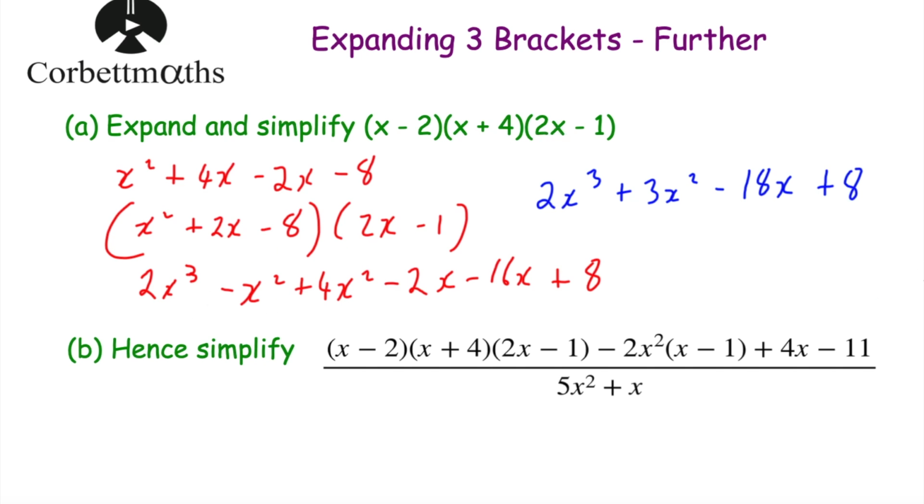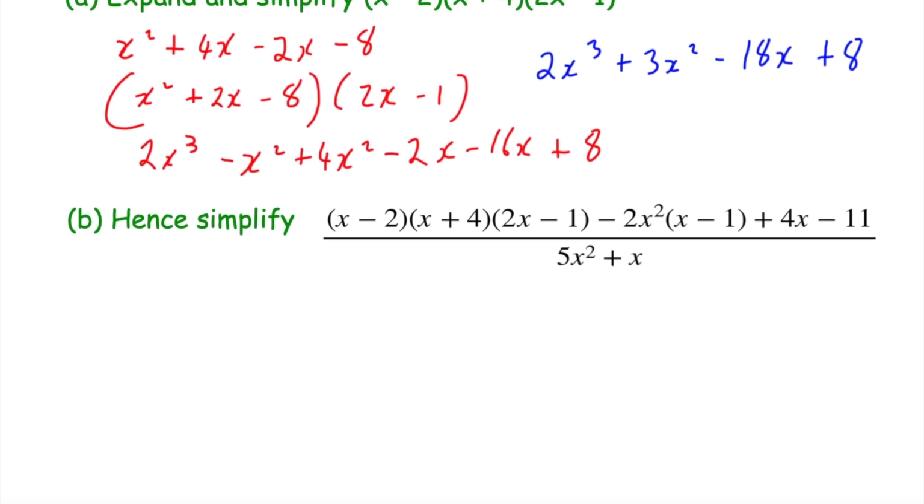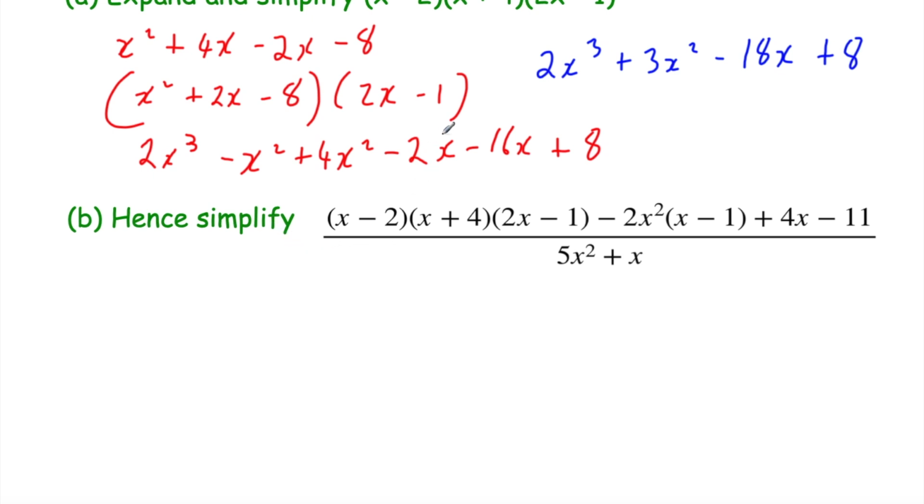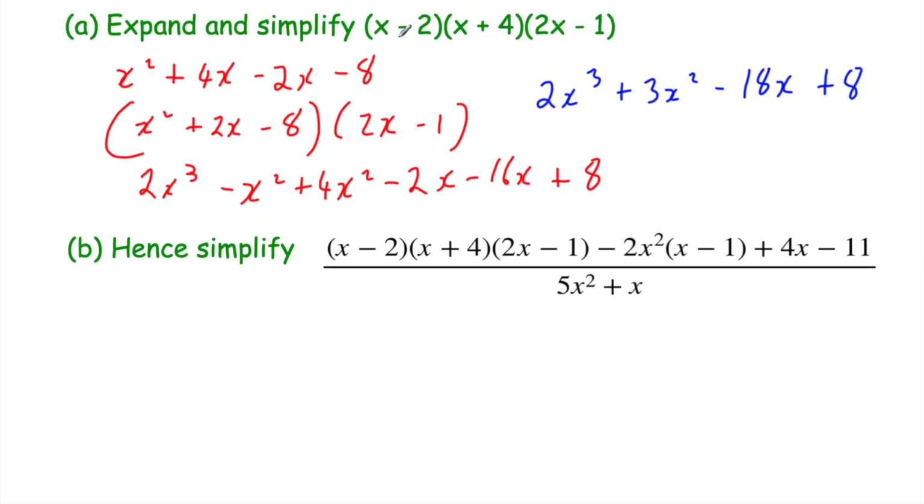Now let's have a look at part B. So part B, it looks pretty fun. We've got "hence simplify", and we've got the same three brackets here. These brackets are the same as these three, so that's great. We can just put all this in there. And then we've got minus 2x squared bracket x minus 1 close brackets plus 4x minus 11 all over 5x squared plus x.